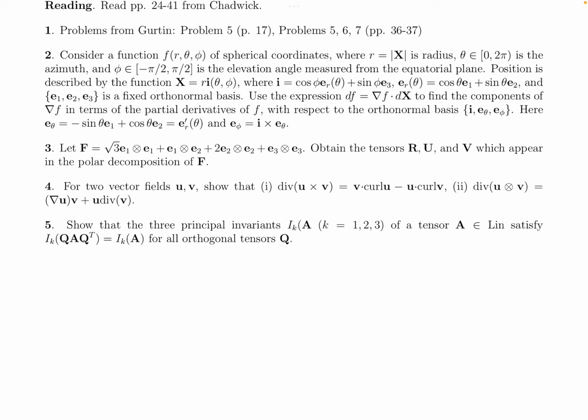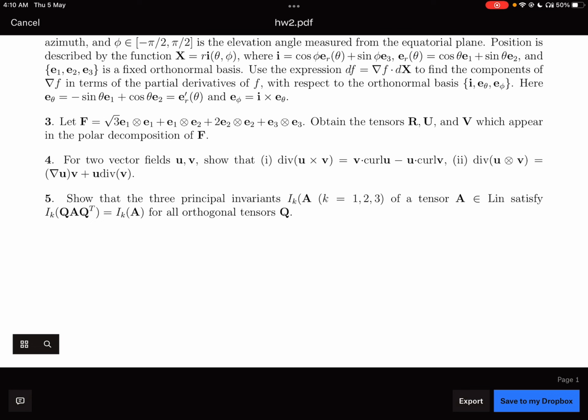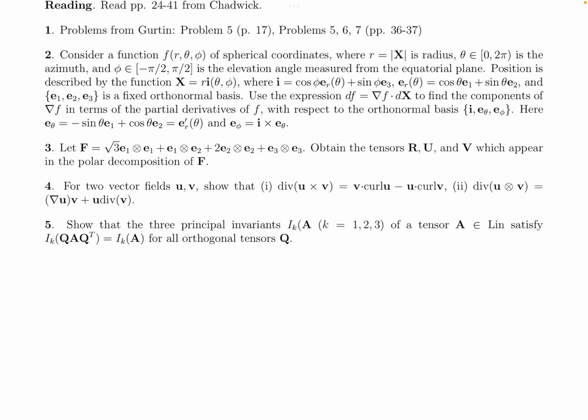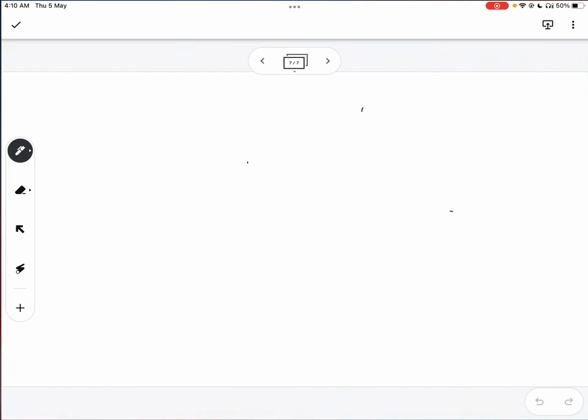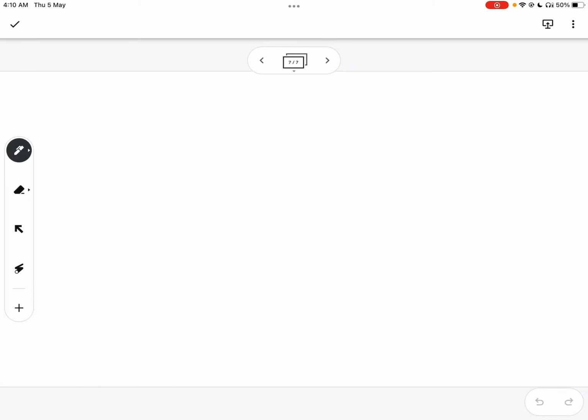Next, let us look at question number 4. For two vector fields U, V, show that first, divergence of U cross V is V dot curl of U minus U dot curl of V. Let's look at the first one. Divergence of U cross V.